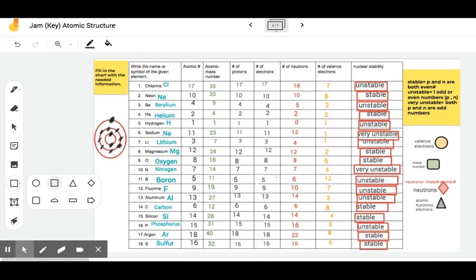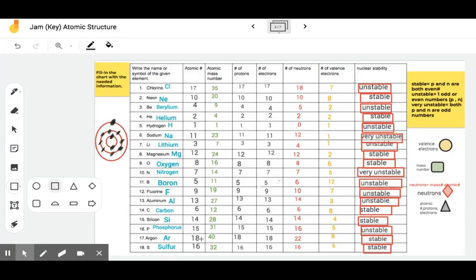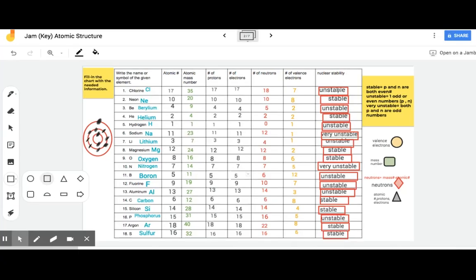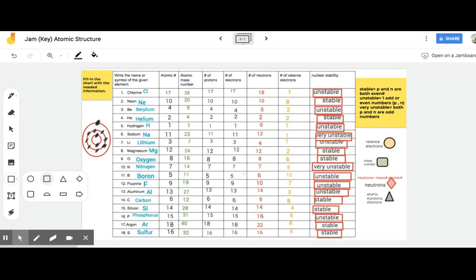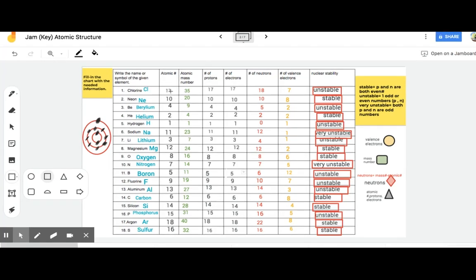For reference, I use these shapes and the colors for valence electrons, mass number, neutrons, and for atomic number, protons, and electrons information. Okay, here's a column for the atomic number, the atomic mass number, number of protons, electrons, number of neutrons, number of valence electrons, and nuclear stability. So for those who can't remember how to determine nuclear stability, I put here a sticky note on how to figure it out. For example, you have here chlorine atom.